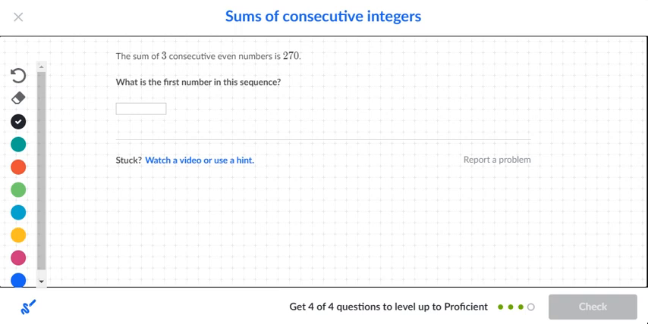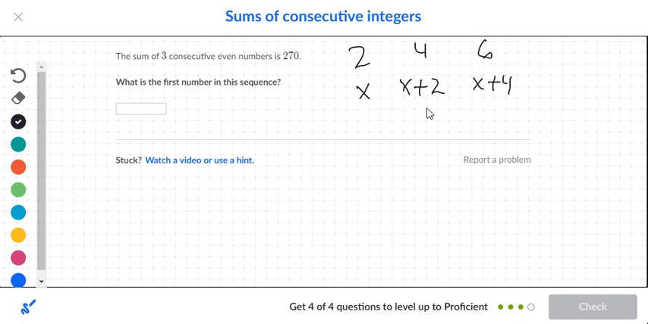Okay, the next one, we want the sum of 3 consecutive even numbers this time. So now it's even. So this is 2, this is 4, and this is 6. So we call this x. To go from 2 to 4, you have to add 2. It's a distance of 2, so we say x plus 2. To go from that 2 to the 6, you have to add 4. And you see that we're counting by 2's.